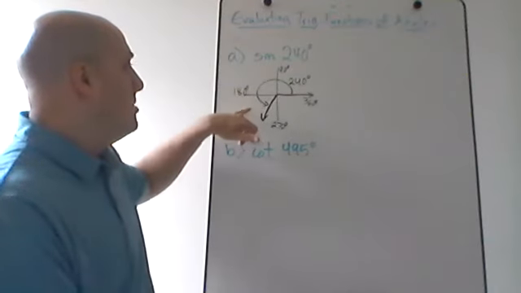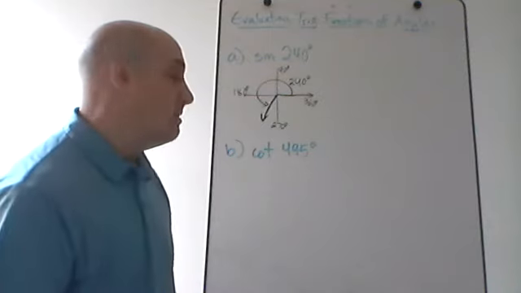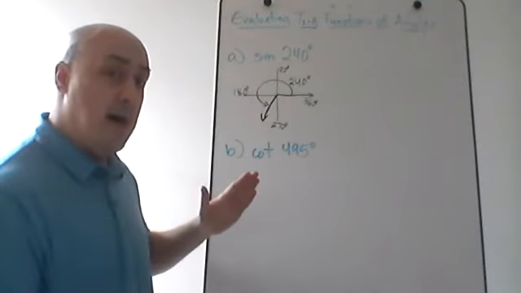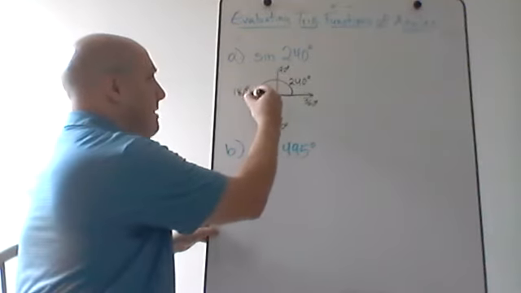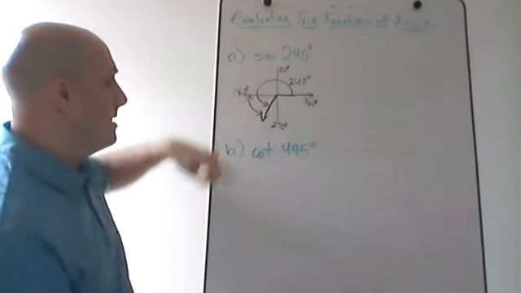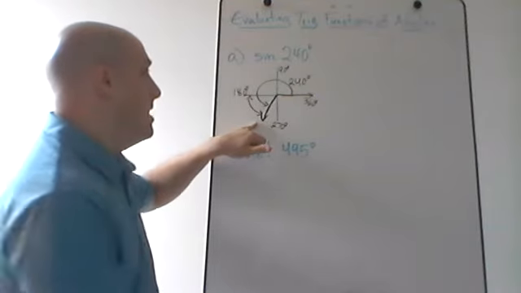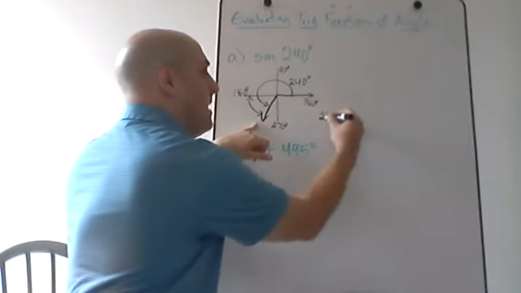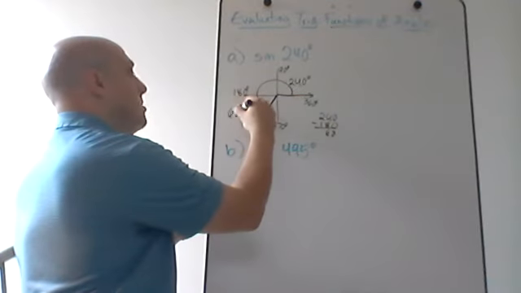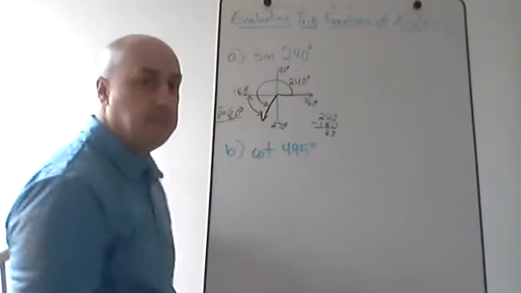So I know my 240 degrees is in the third quadrant. Next, I want to find the reference angle. Recall, the reference angle is the acute angle between my terminal side and the x-axis. So the reference angle is going to be this one in here, from my terminal side back up to the x-axis. So it's the angle between 180 degrees and 240 degrees. To find that, I just do 240 minus 180, which equals 60. So my reference angle here, my theta bar, is 60 degrees.